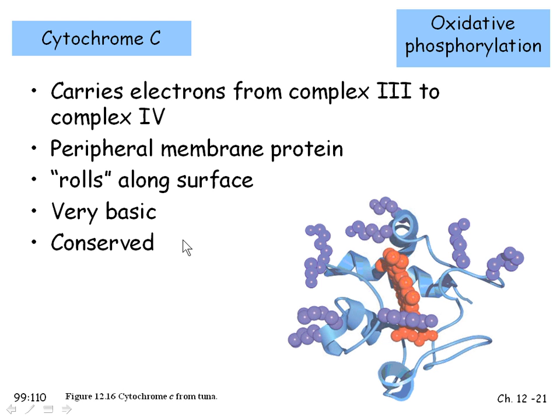Ubiquinone was a lipid-soluble electron carrier that could carry 2 electrons at once. Cytochrome C is a water-soluble electron carrier that's often called a peripheral membrane protein. And the reason for that is this. You see all these little purple blobs here. Those are all charged residues, lysines and arginines. So it's an extremely charged molecule, so it's very soluble in water by itself.